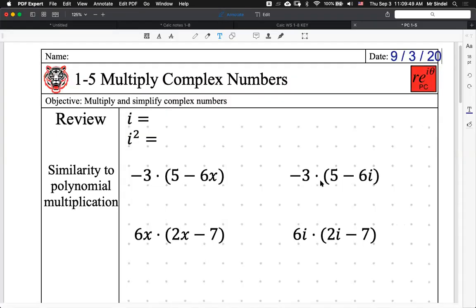Good. Okay, review. What is i? What is the definition of i? Quiet raised hand. What is i? Ellery: The square root of negative one.